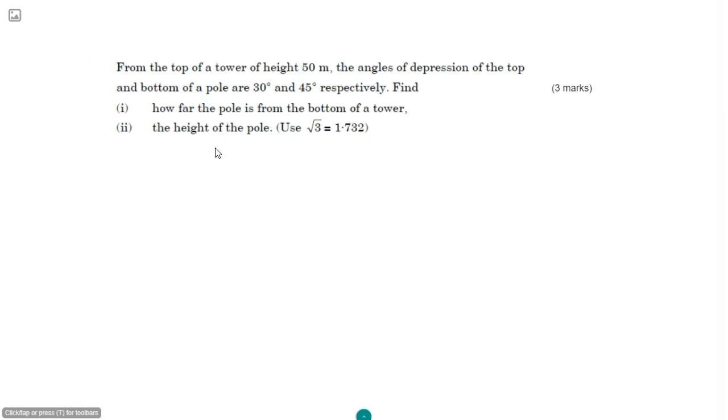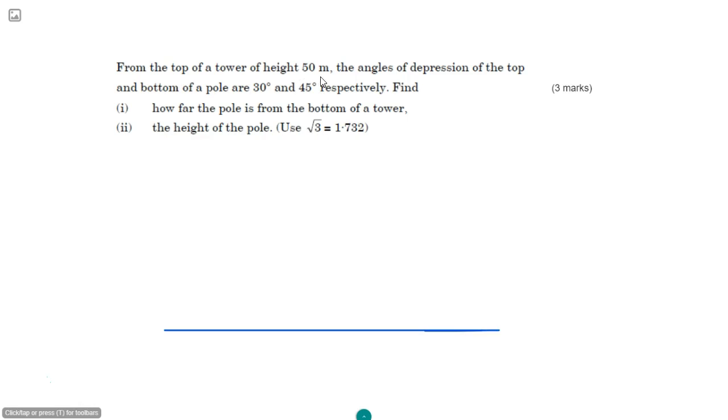Next we have a 3-mark question. From the top of a tower of height 50 meters, the angles of depression of the top and bottom of a pole are 30 and 45 degrees. Find how far the pole is from the bottom of the tower and the height of the pole.